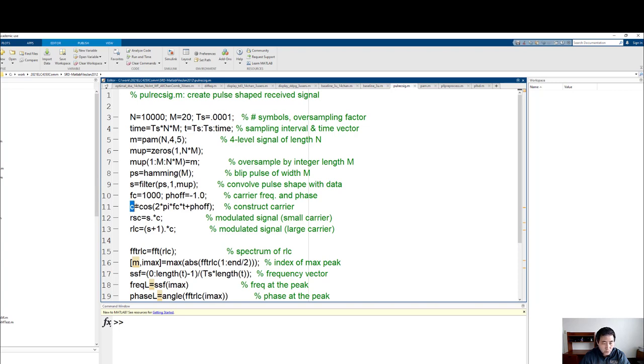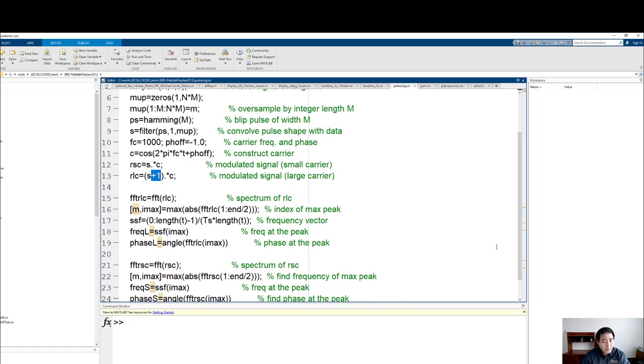Then we construct the carrier. In this case, the carrier frequency is known, but it has a carrier phase offset, which is -1. We modulate it. If we are doing suppressed carrier, it's simply my signal S multiplied by the carrier. If I'm doing a large carrier, we have S plus 1 times the carrier C. So we have two different received signals, supposing we are using two different modulation methods. We will go through that and see what we get in the frequency domain.